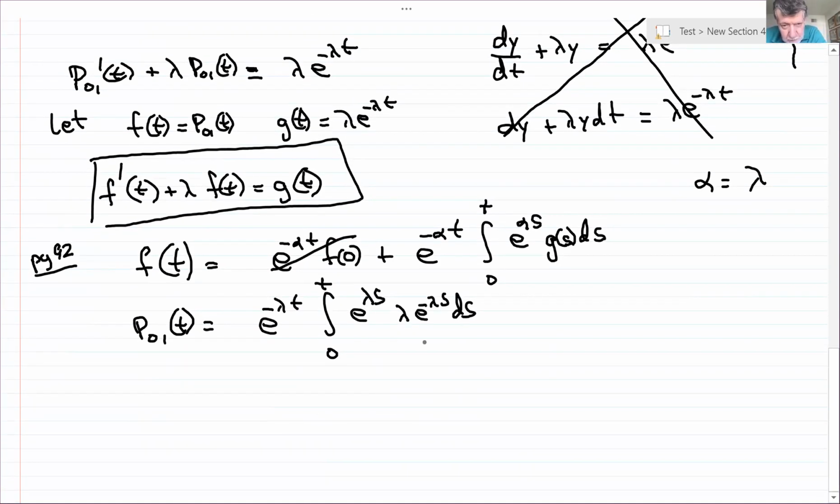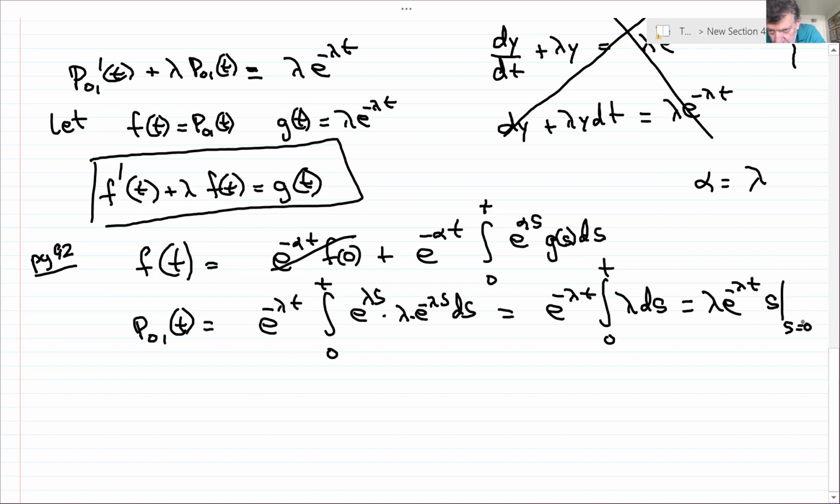Now the good news is e to the minus lambda t times e to the lambda s times, everything here is multiplying, times e to the minus lambda s, there the exponents add, and you get e to the 0, which is 1. So this just becomes e to the minus lambda t, integrating from 0 to t of just lambda ds. And that is not hard to integrate. Just take the constant out and integrate 1 ds, you'll just get s, evaluated between 0 and t.